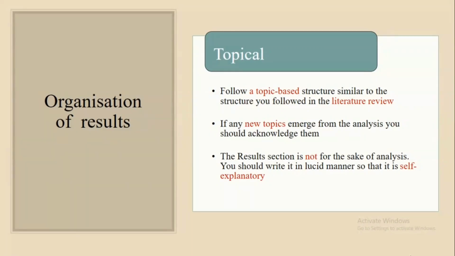What points did you discuss in the literature review? What topics, what themes you have discussed, and you organize your section to report results following the same way. If any new topics emerge from the analysis, if you find something tempting, something unexpected, you should acknowledge them and go back to the literature review. Again, if it's a PhD or a master dissertation, you need to discuss this with your supervisor, because sometimes it's unwise. It will not add anything to your topic. It's interesting, but it's unwise.